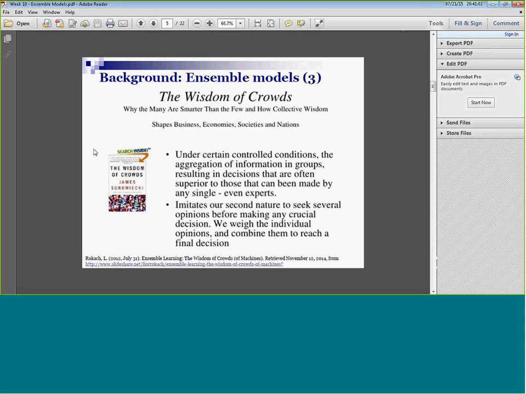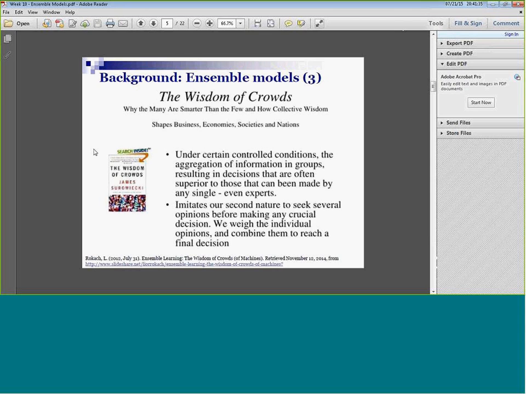He has overwhelming evidence in there, based on real-world cases and real-world experiments, that under certain controlled conditions, a crowd or a group of people can make decisions outperforming experts, single experts. Think about that. A group of people, relatively informed but not experts in an area, can make a decision as a group that is better than an expert in the area working individually.